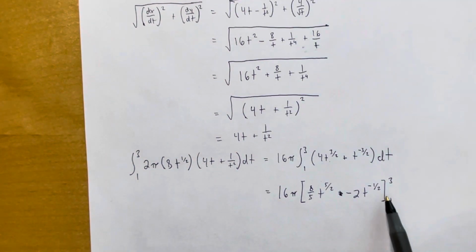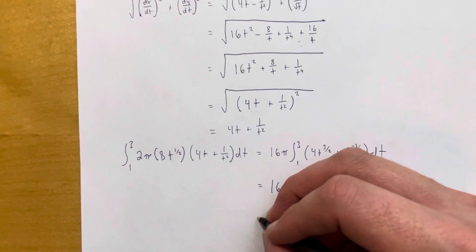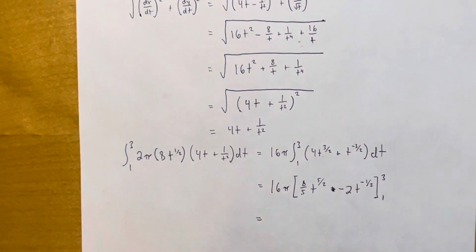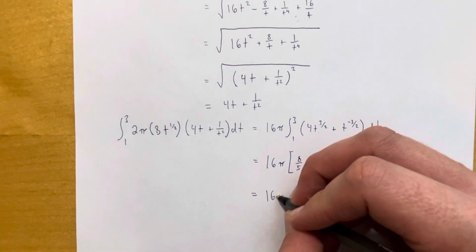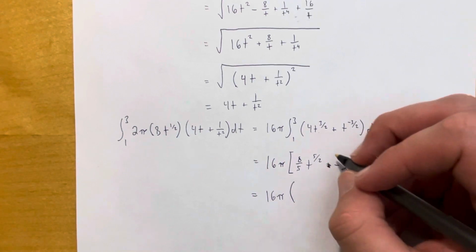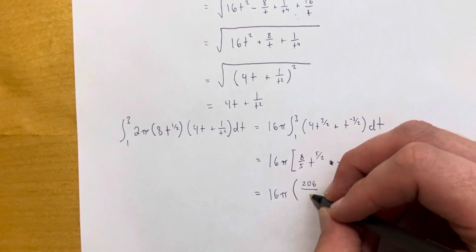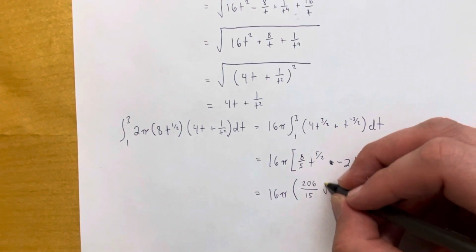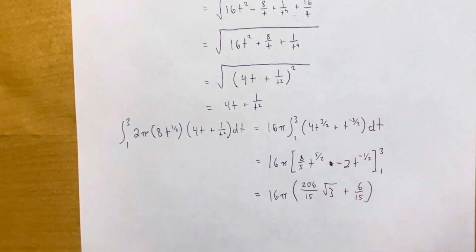All right, so now it's just a matter of plugging in a 3, working that out, and then plugging in a 1, working that out, subtracting them, multiplying by 16 pi, etc. Since all of that is kind of old news and it's just arithmetic anyways, I'm going to jump to what the answer would look like. I'll leave the 16 pi out here, and then after kind of simplifying things down as much as we can, we should get to 206 over 15 root 3 plus 6/15 as our final answer.